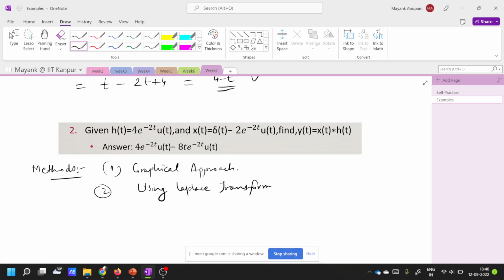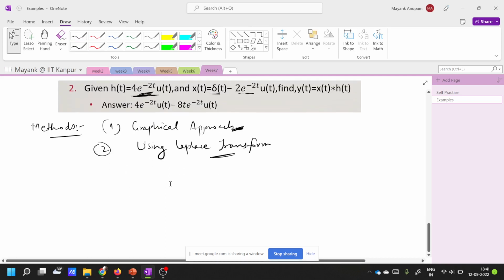So you see how complicated this signal is, right? 4 e to the power minus 2t, 2 e to the power minus 2t, then there is a Dirac delta also. It is very messy. If you use the graphical approach, you will definitely be able to solve it and should get the same answer. But this will become messy. The calculation will be very difficult. So you should rather use the Laplace transform. It becomes very easy after the Laplace transform.